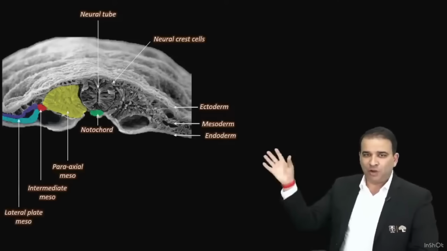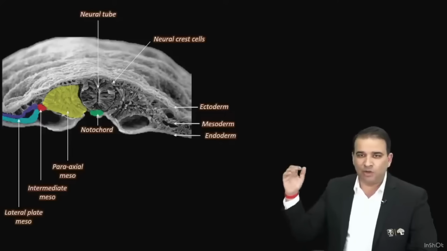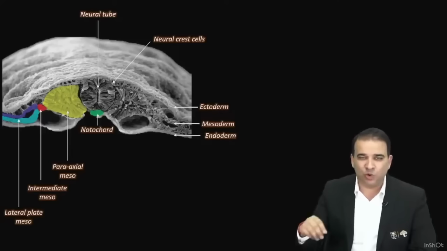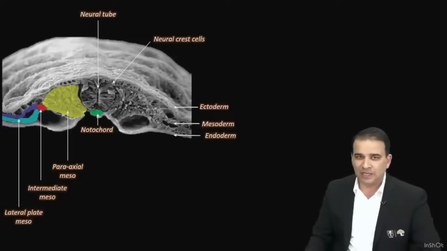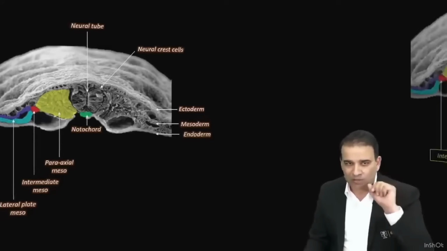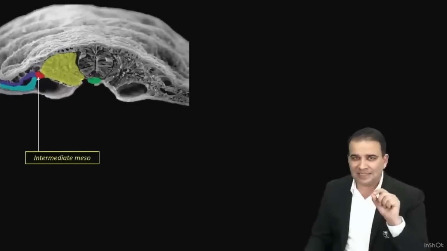So I'm sure you are oriented to this image now. You're looking at ectoderm, endoderm, mesoderm. You're looking at a neural tube. You're looking at a notochord which stimulated the ectoderm to form the neural tube and the neural crest cells. And you're looking at the 3 parts of the mesoderm. Now let me take your attention to one specific thing in this, guys. Now look at that. That is an intermediate mesoderm.